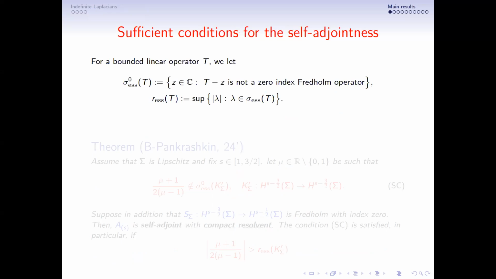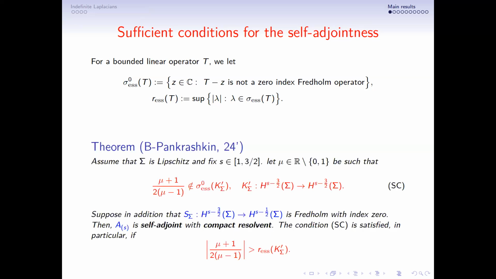Okay, so another notation before the main result. In the following, for a bounded linear operator T in a Banach space, let's say H, I define the essential spectrum and the radius of this essential spectrum. The essential spectrum is just the set of complex numbers z where T minus z is not a Fredholm operator of zero index.